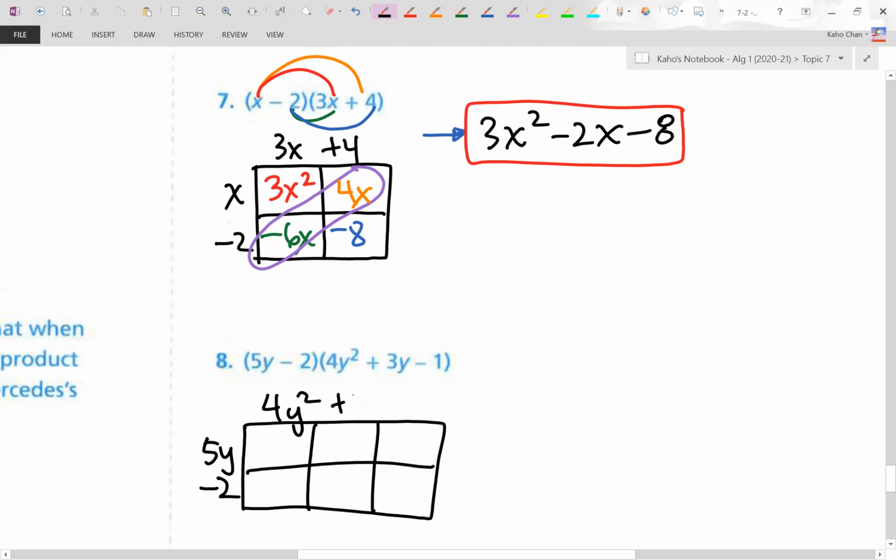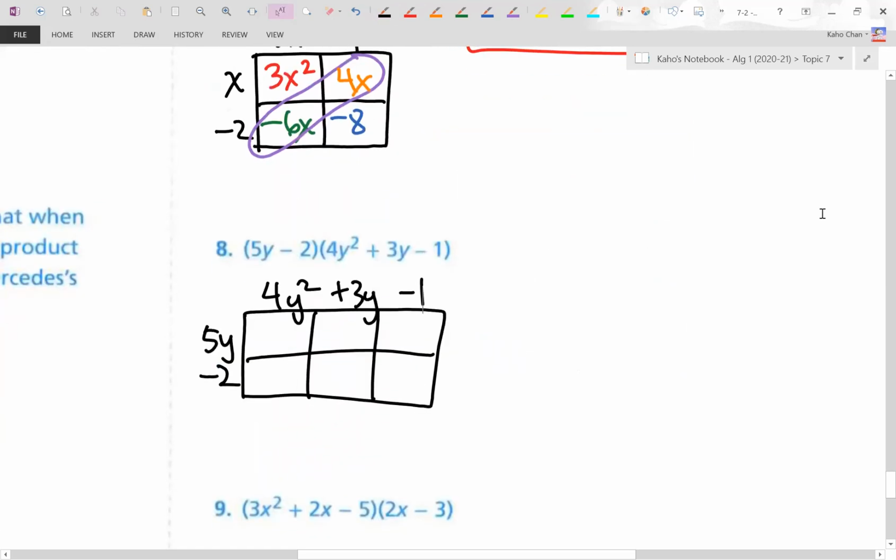I'm just populating the length and the width of the rectangle, and I'm just going to go ahead and multiply. Here we go. First row, product, 20y to the third. Watch out for those powers. That's 5y to the first times 3y to the first is 15y squared. And last term is 5y times negative 1 is negative 5y.